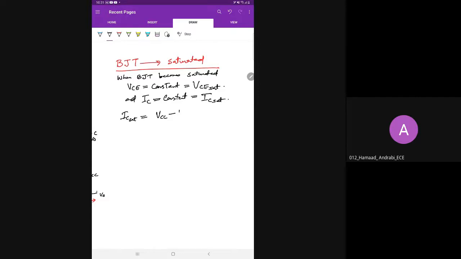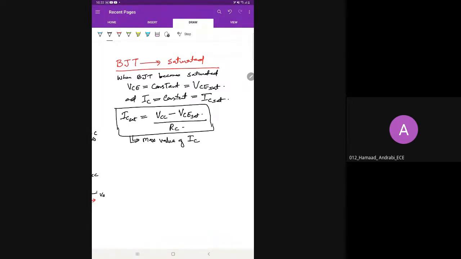So IC saturation is equal to VCC minus VCE saturation, divided by RC. This is the saturation value of the collector current. If you are asked to calculate IC saturation, you can find it using this relation. So this is the saturated or maximum value of IC. Sometimes questions are also worded as: find the maximum value of collector current that can flow through the transistor.